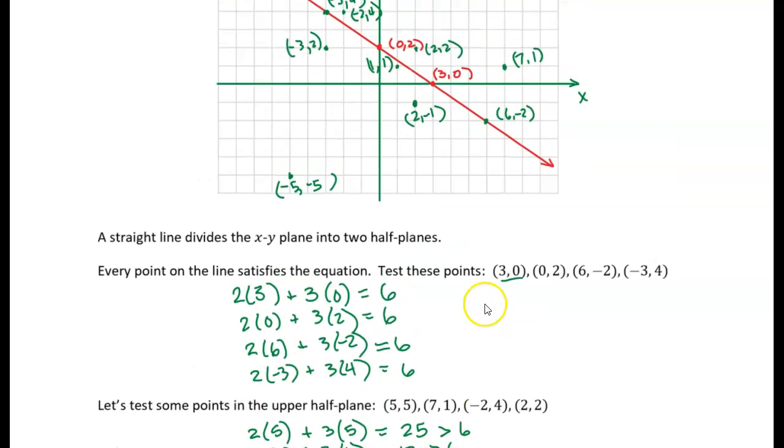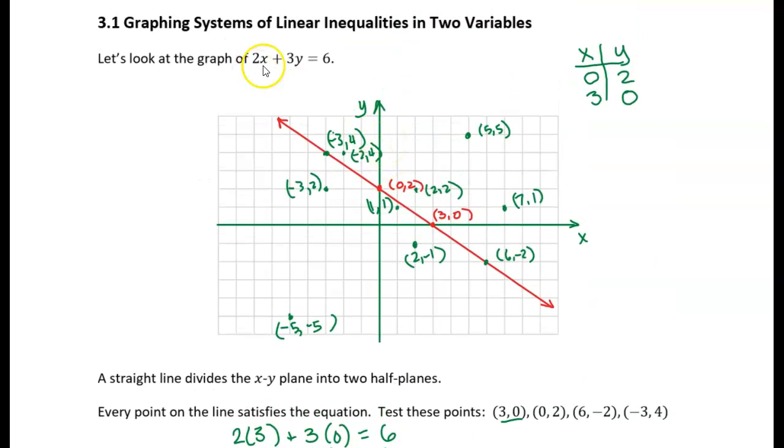So it turns out that the line 2x plus 3y equals 6 divides the plane into two half planes. On one side, if I evaluate the function 2x plus 3y, I get something greater than 6. If I evaluate anything on the other side of the line, I get something less than 6. So that kind of sets the stage for how we can solve linear inequalities. That's just an introduction, and I'll meet you in the next video for the first example.